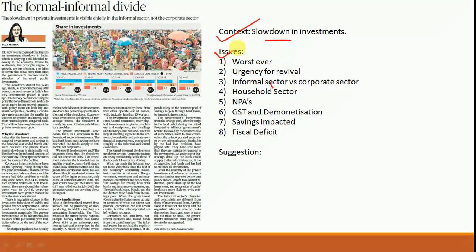Now, some important issues here are, first and foremost, that this slowdown is the worst ever. The economic survey has made a case that in the history of India's economy, the slowdown in investment is the worst, and investment had reached its peak 11 years back. So this needs to be reversed, and this peak needs to be achieved again. So that has been analyzed in the economic survey. Another thing is that an urgency for revival is warranted: if the economy has to get back to its path of development, then an urgency in investments is vital.